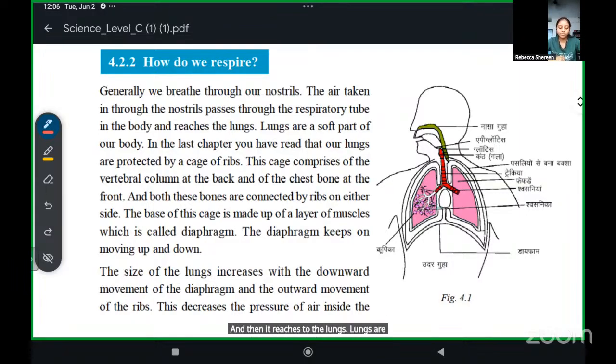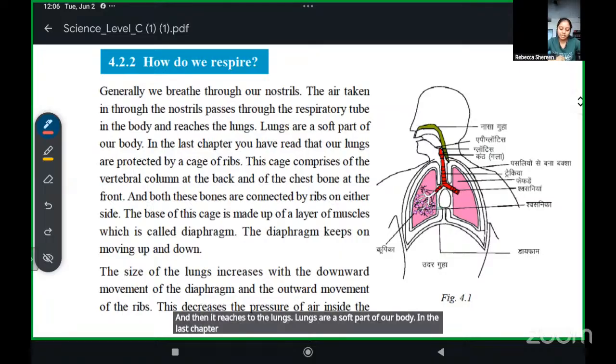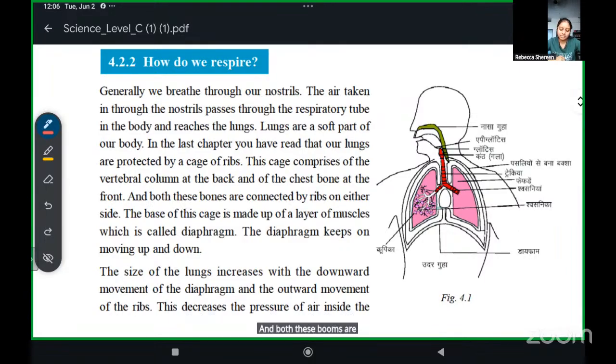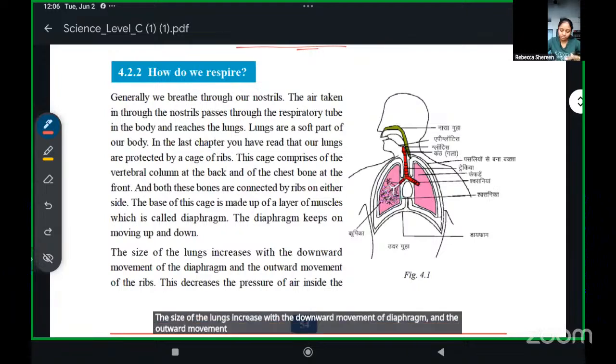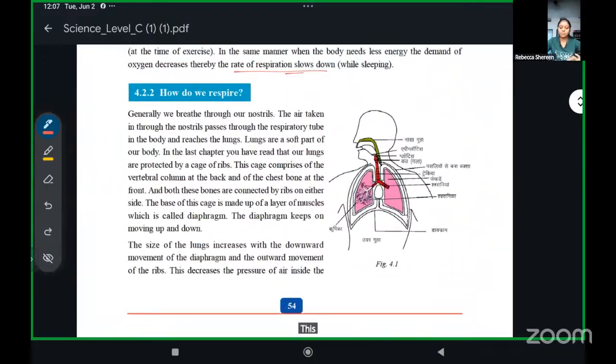Lungs are a soft part of our body. In the last chapter, you read that our lungs are protected by the rib cage. This cage comprises the vertebral column at the back and the chest bone at the front, and both these bones are connected by ribs on either side. The base of this cage is made up of a layer of muscles called the diaphragm. The diaphragm keeps on moving up and down. The size of the lungs increases with the downward movement of the diaphragm and the outward movement of the ribs. This decreases the pressure of air. I will explain this to you.